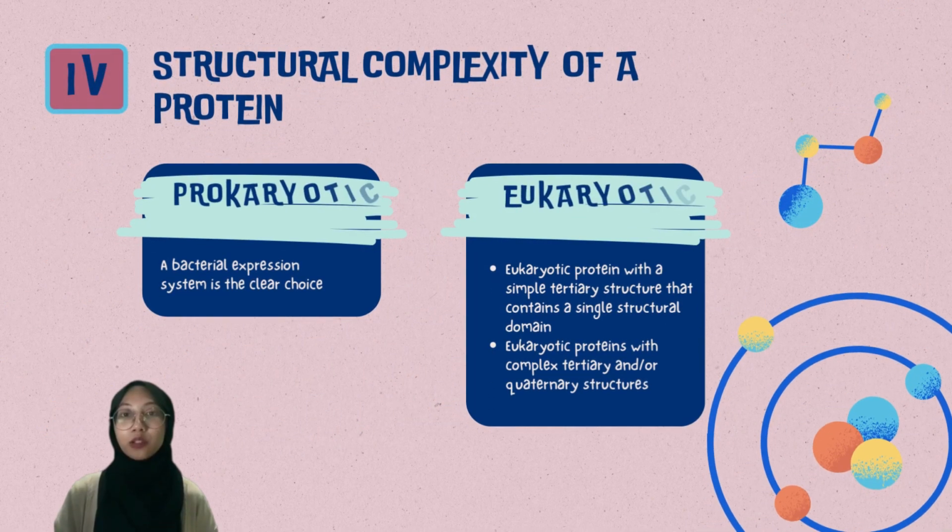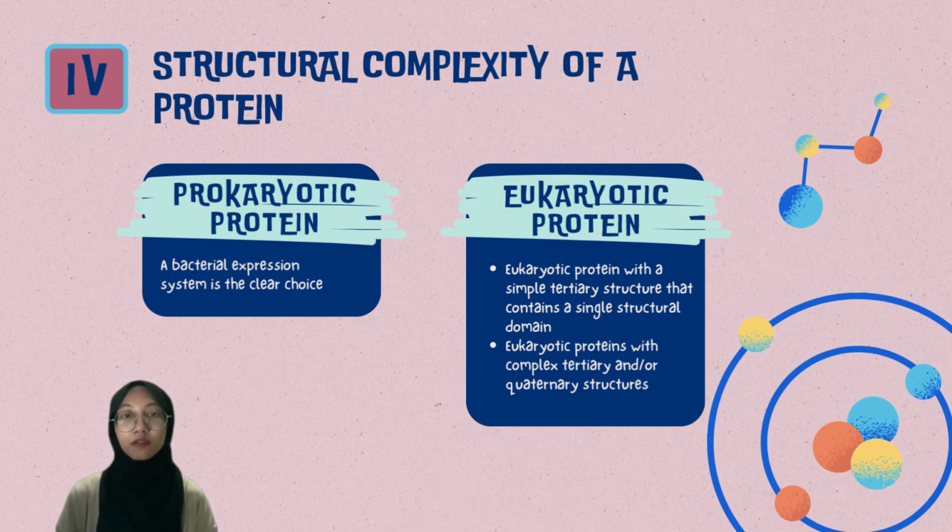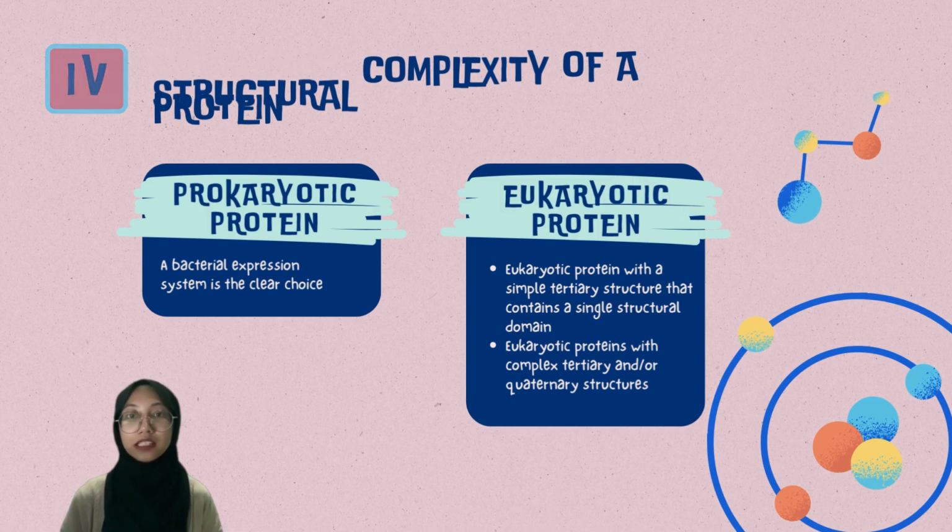The last factor to be considered for the selection of a protein expression system is the structural complexity of a protein. The bacterial expression system is the clear choice for production of prokaryotic protein and is also ideal for eukaryotic protein with a simple tertiary structure that contains a single structural domain. However, eukaryotic proteins with complex tertiary and or quaternary structures are usually best suited for insect or mammalian expression systems. This is because they are equipped with the machinery for proper protein folding and PTM.